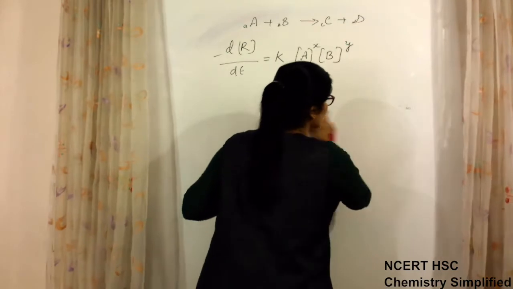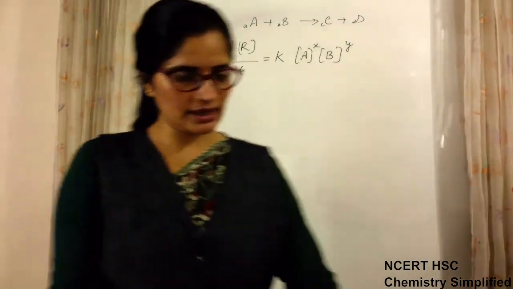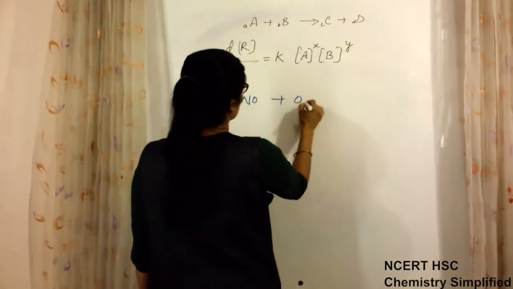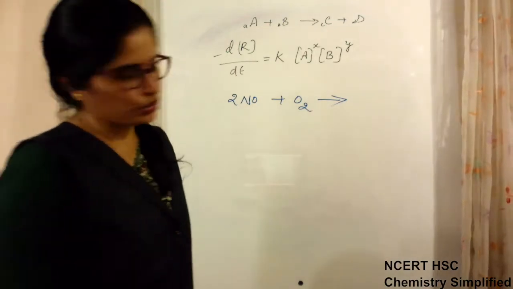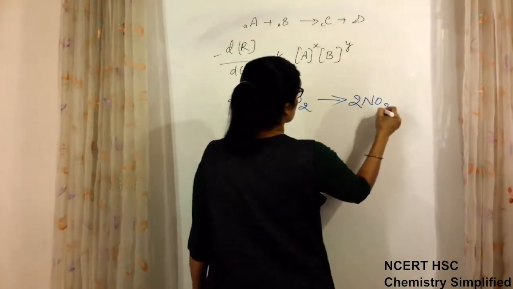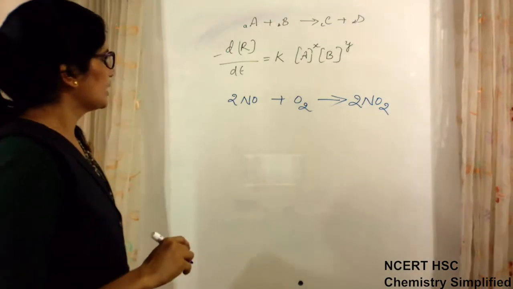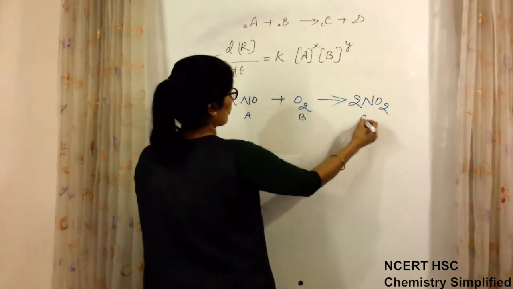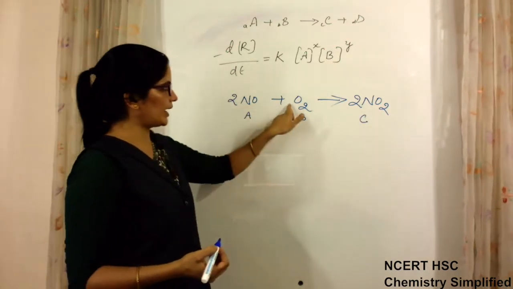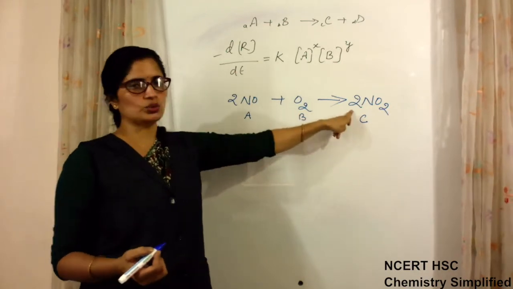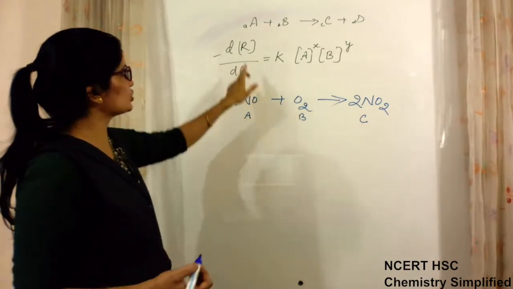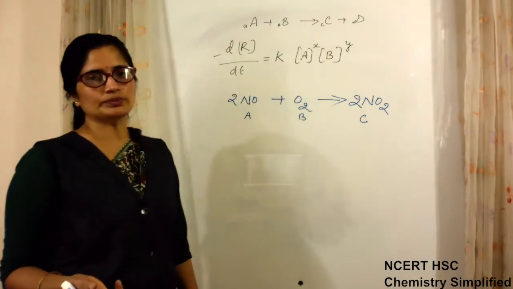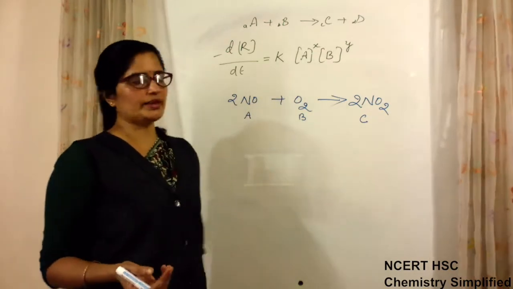Okay. Now let us try to understand what x and y are with the help of one example. 2NO plus O2 gives 2NO2. Okay, this is a chemical equation which is given. Now in this equation, if this is A, this is B, and we have obtained C out of it, so 2, and here nothing is written so 1, here is 2. So this 2 and 1 are actually small a and small b. We told that these may or may not be equal to x and y, which will be experimentally determined.